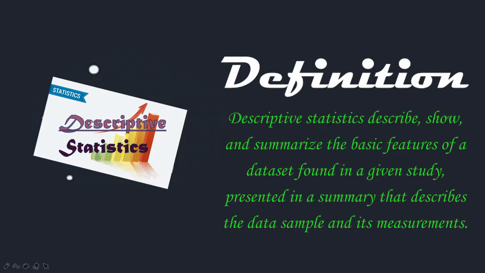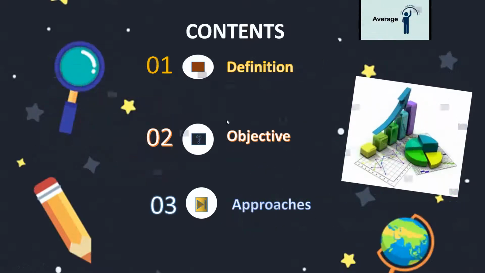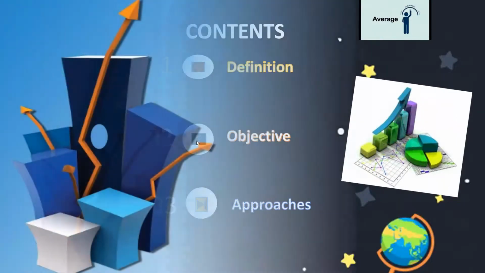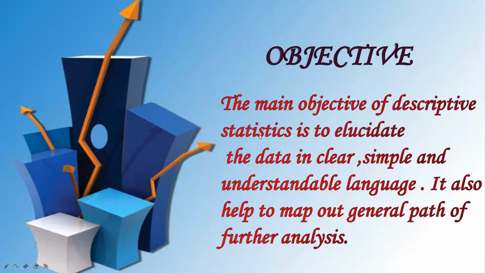Now let's see what is the objective of descriptive statistics. The main objective is to elucidate the data in clear, simple and understandable language. It also helps us to map out the general path for further analysis. It aims to describe the characteristics of data and is usually presented in the form of tables and graphs. These are used to present quantitative descriptions in a manageable form.